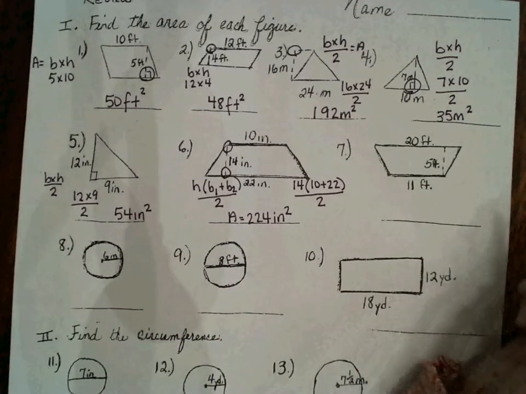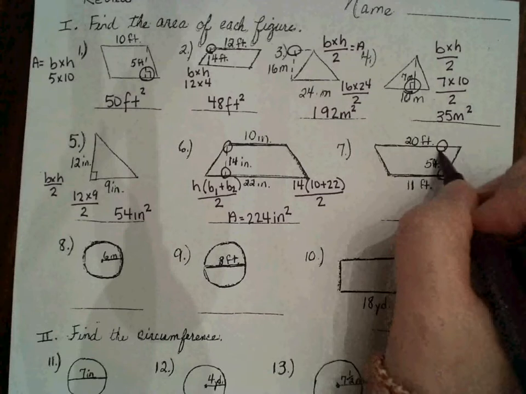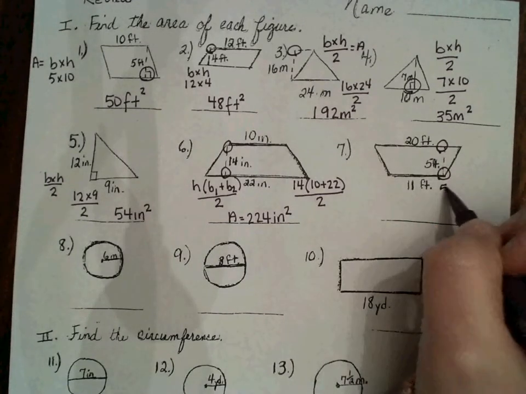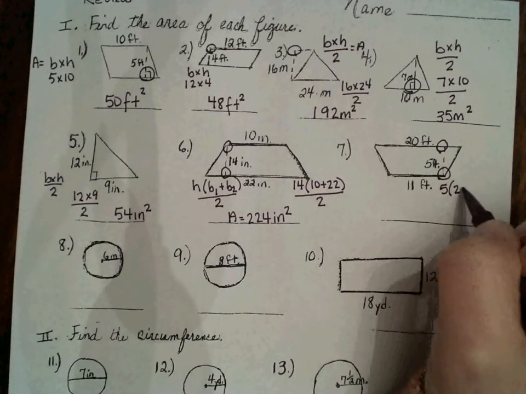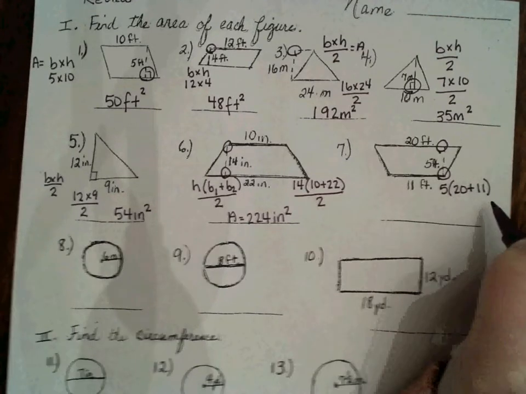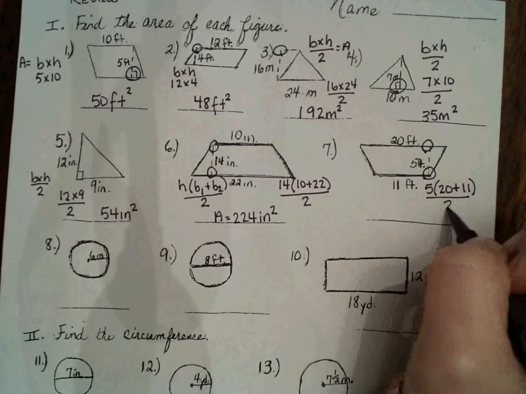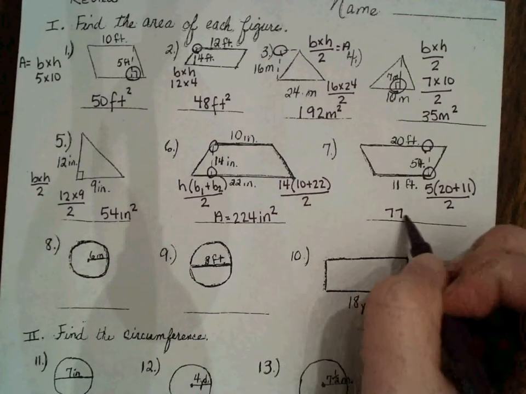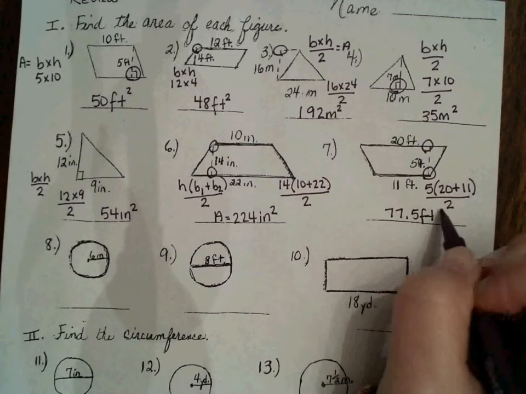Another trapezoid, that 90-degree mark. So we have our height of 5 times our base 1, 20, plus our base 2. Doesn't matter which order you put them in. All divided by 2 ends up giving me 77.5 feet squared.